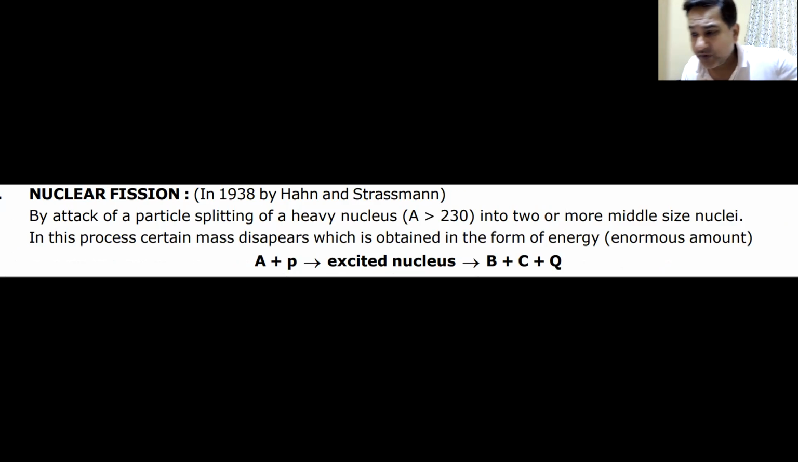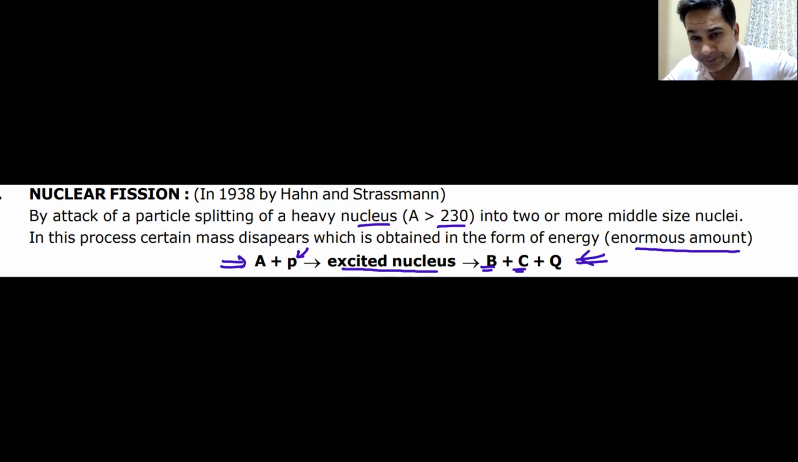And what did they do? You just have to remember the equation. They bombarded a heavier nucleus whose mass number was more than 230. I hope you understand. Bigger the nucleus, more unstable it is. This is the nucleus that they bombarded with a particle. What they get is an excited nucleus in an excited state, and this nucleus in an excited state gave rise to B, one daughter, C, another daughter, and Q, energy was released. Enormous amount of energy was released because heavier nucleus, unstable one, breaks into daughter nuclei. This is known as nuclear fission. Do we understand this? Yes, sir.